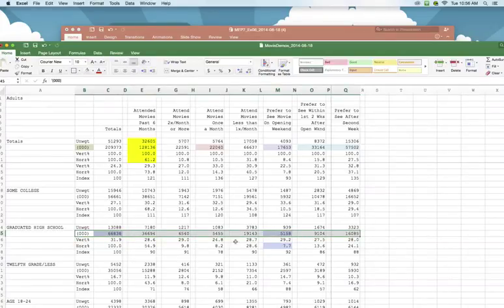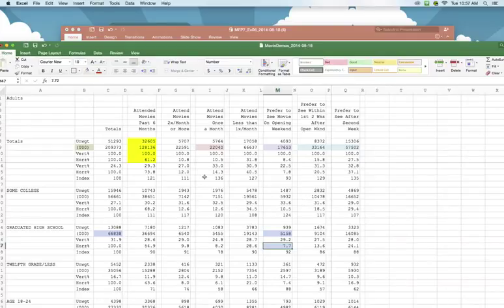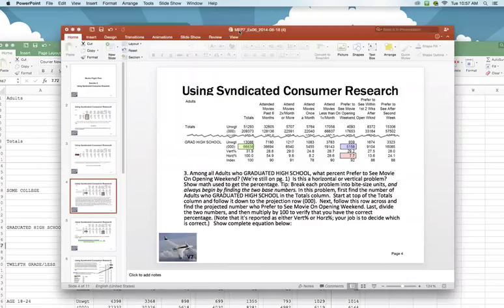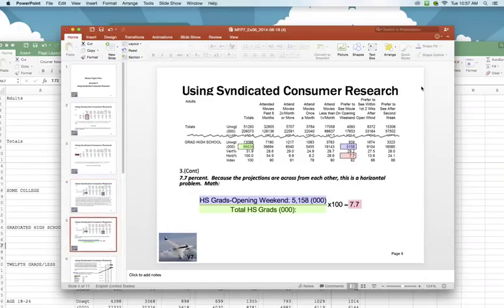It is a horizontal problem because you take this number right here and you would divide it and you would reach 7.7. And this is the nice thing of a lot of these databases, that they'll actually kind of lay that out for you. It's just knowing how to read it. That's all that it is. And you'll see in the confirmation it's 7.7. That's the math that it takes to get there. So when they say show your math, all it is is 5,158 divided by your total high school grads. And it equals 7.7. So horizontal problem.